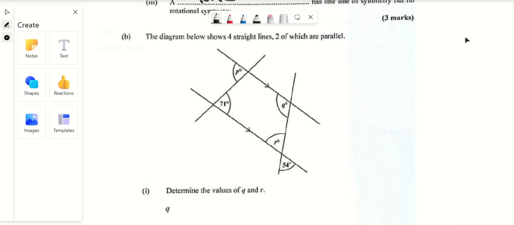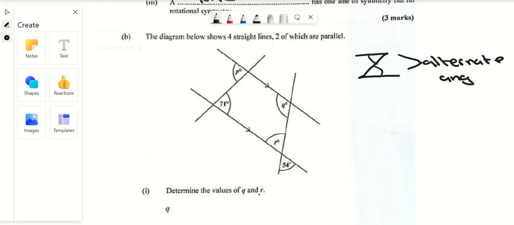Right, now let's look at this. Now, when you see questions like this, the diagram below shows 4 straight lines, 2 of which are parallel. Determine the values of Q and R. The first thing you need to recall is that there are angles that are found within a Z. Right, there's these angles here. These angles are known as alternate angles. And that is, if I call this X and X, these two are equal.